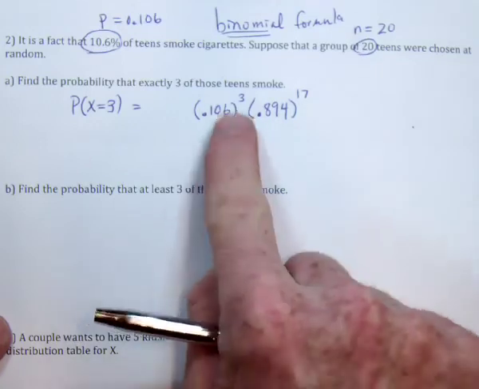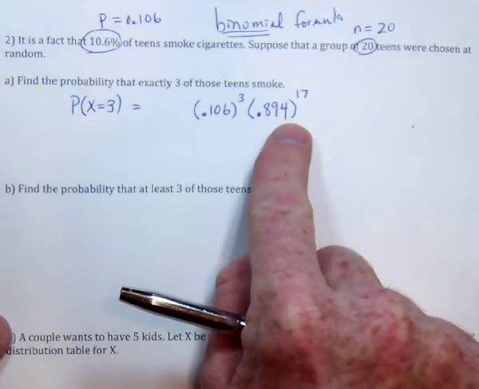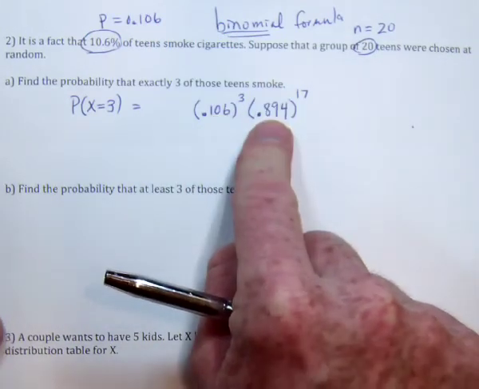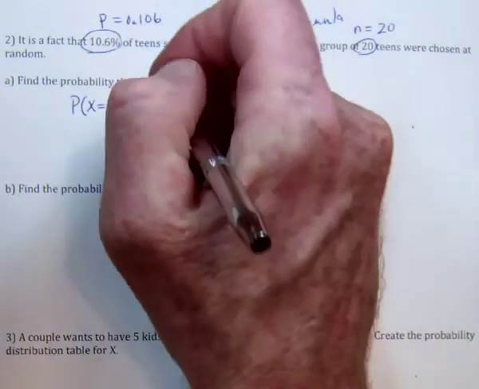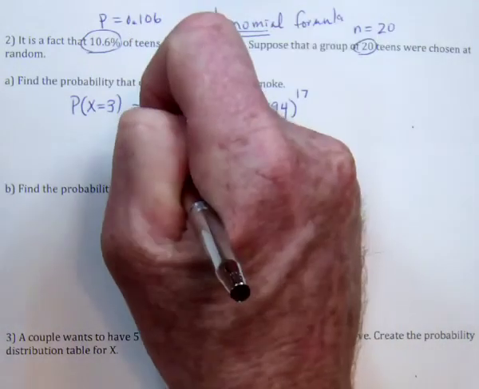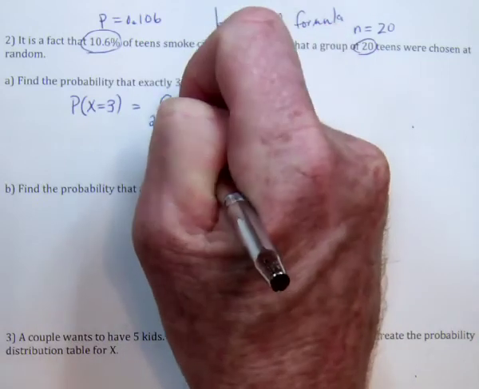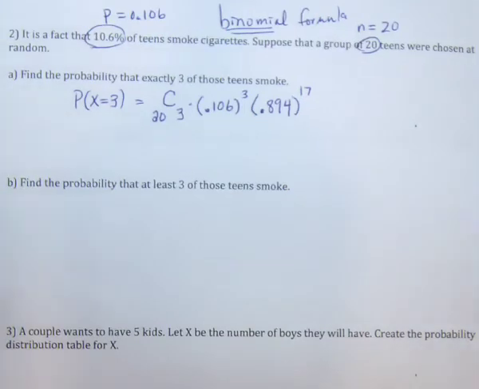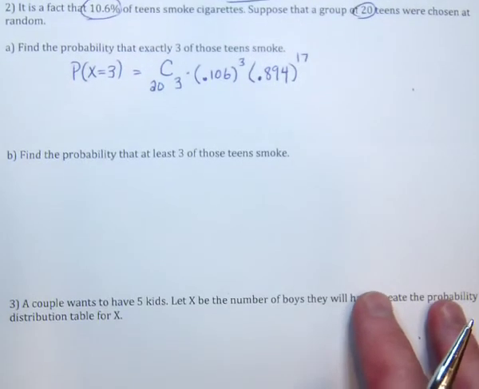So we have 3 smokers and 17 non-smokers. But if I only did this, that would mean the very first 3 people are the smokers, the other 17 people after that are the non-smokers. Which of course it doesn't have to be like that, it could be any combination of people. So what we have to do is say, take all combinations out of 20 people standing around, you want 3 of them to be smokers, and then multiply. And that is the binomial formula. So we're going to use the calculator to multiply this out.